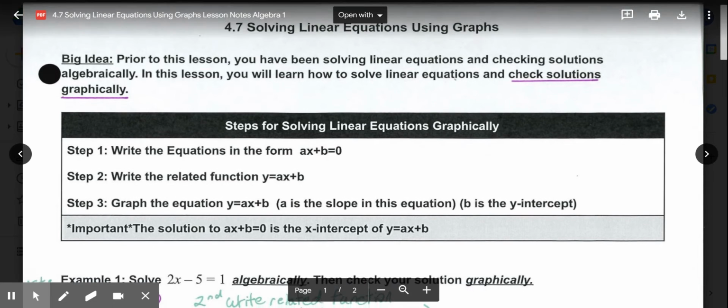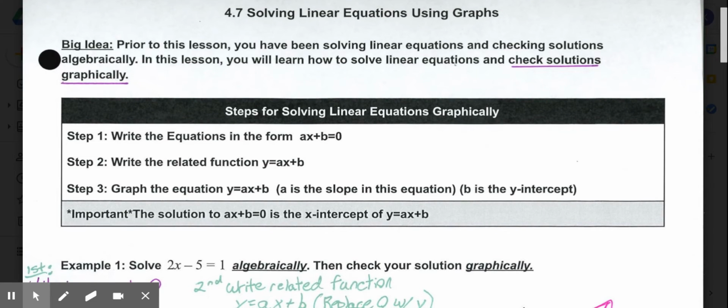So we have three steps for solving linear equations graphically. The first step is to write the equation in the form ax plus b equals 0. The second step then is, from the first step, to write the related function y equals ax plus b, or if it's slope-intercept form, y equals mx plus b. They're just keeping the a based on this previous equation.